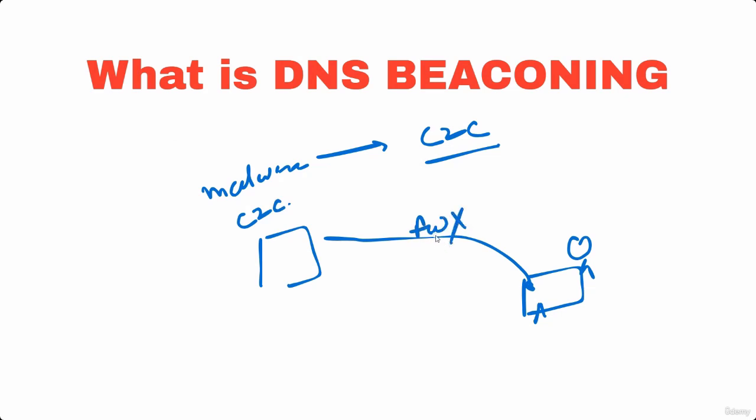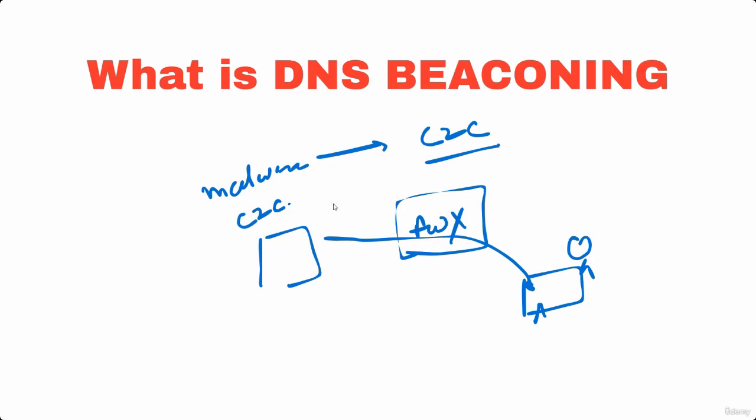DNS is mostly allowed by the firewall to make outbound connections. That's why it is hardly detected by a firewall. In this video, we are going to investigate this kind of suspicious behavior. So how does a SOC analyst come to know whether this kind of activity is happening or not?